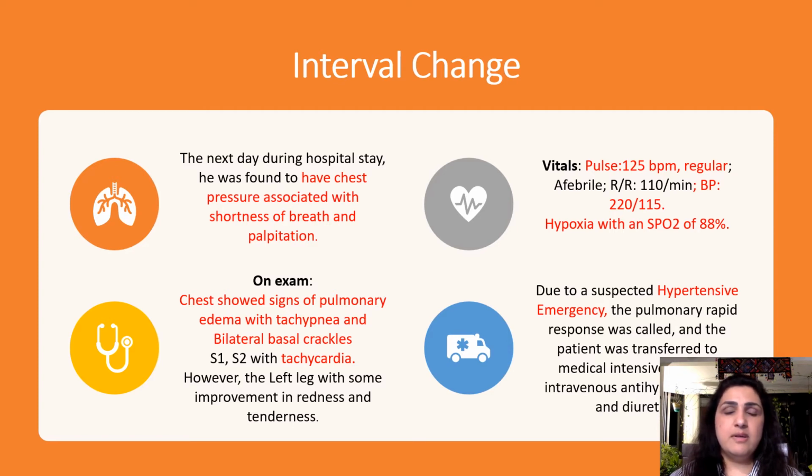On the vitals, his pulse was 125 beats per minute. It was regular, and the blood pressure was 220 by 115. And he was having hypoxia with an oxygen saturation of 88%. So, due to the suspected hypertensive emergency, the pulmonary rapid response team was called, and the patient was transferred to the medical intensive care unit, and then the antihypertensive treatment was started.